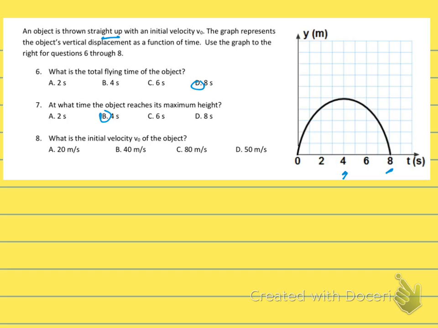And number 8, what's the initial velocity of the object? So we're looking at some sort of equation that deals with velocity and time, which would be our first kinematic equation. But when we're throwing something straight up in the air, our acceleration is not a, it would be g t. And our initial velocity is 0, so velocity equals 10 times a total time of 8 seconds, 80 meters per second.